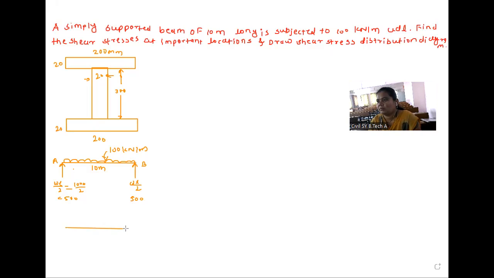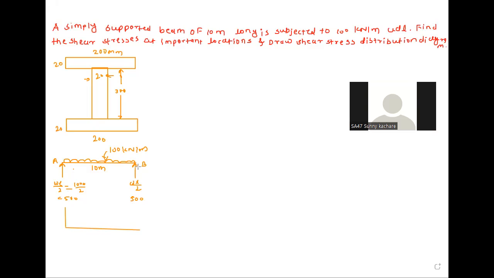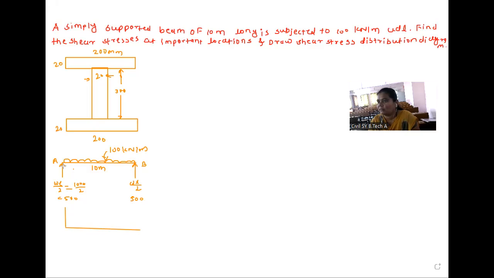So in the shear force diagram, all values are positive. At A point, an upward force is there and the intensity is 500. Between A to B, the uniformly distributed load is applied. Before this B point, the shear force is 500, so we will mark a point here, 500. And at B point, shear force is 0, so we will connect by an inclined line.